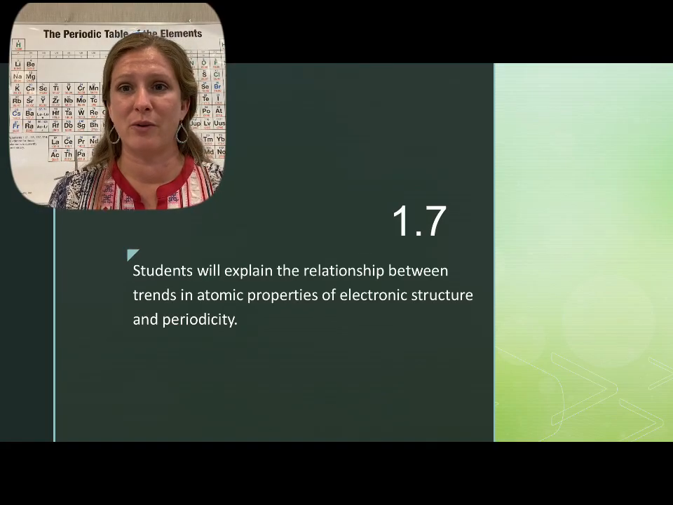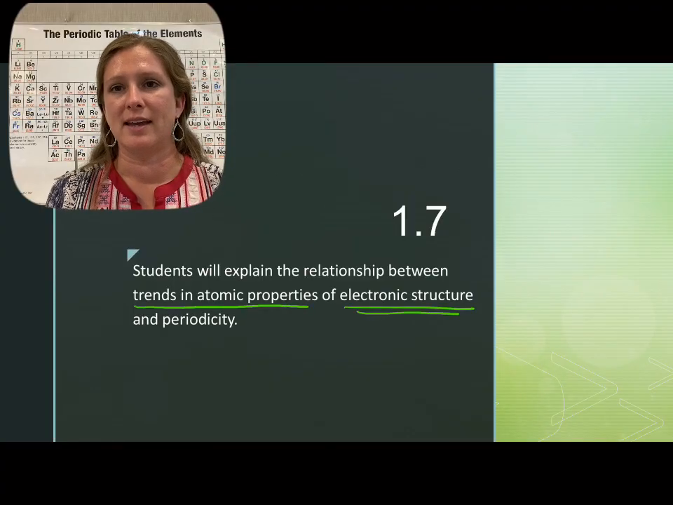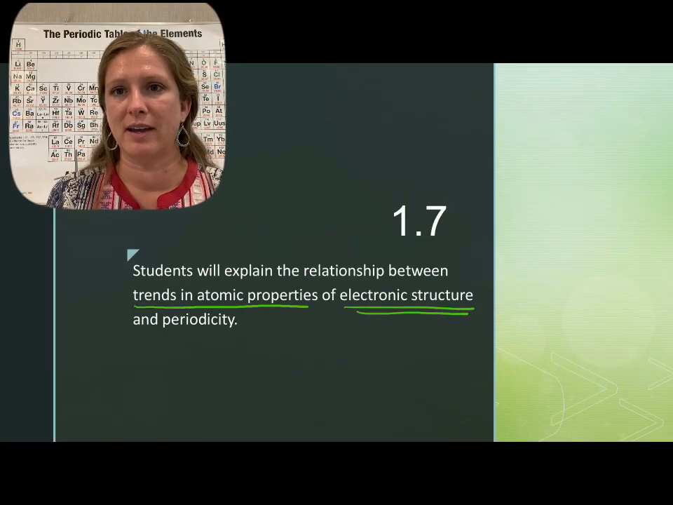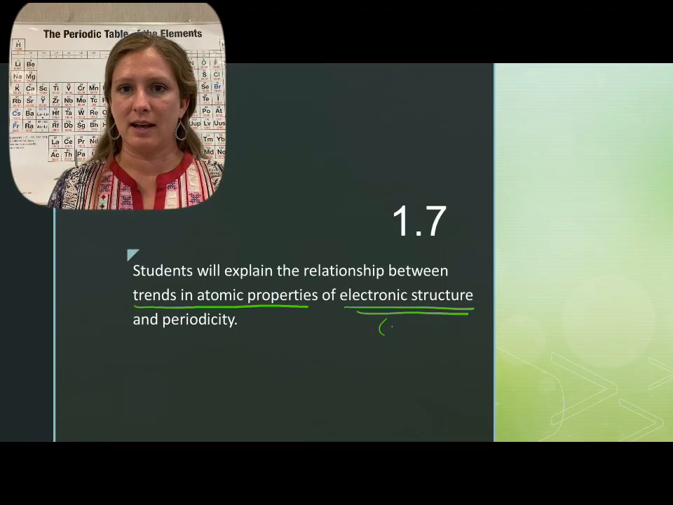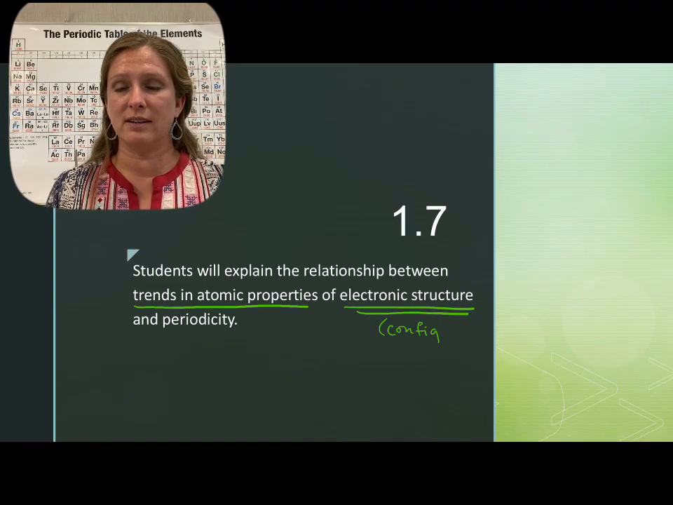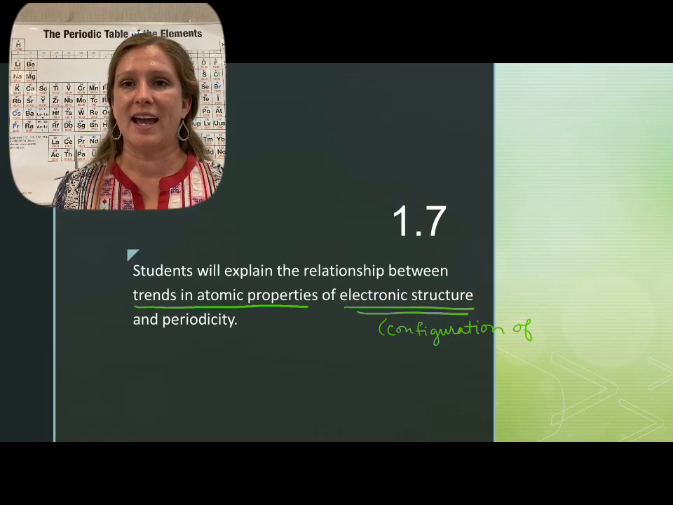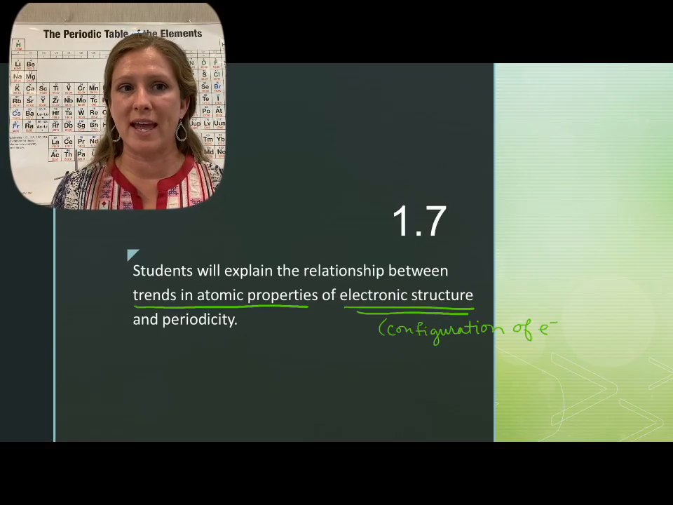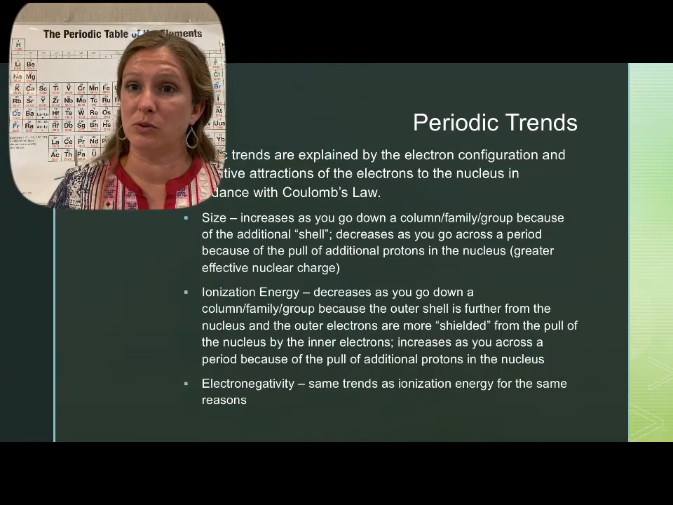Our 7th learning goal for Unit 1 is that you will be able to explain trends in atomic properties and the electronic structure and periodicity. So can you relate the electron configuration to and see those patterns, and can you then relate that to trends in the atomic properties? So let's review some of those trends.